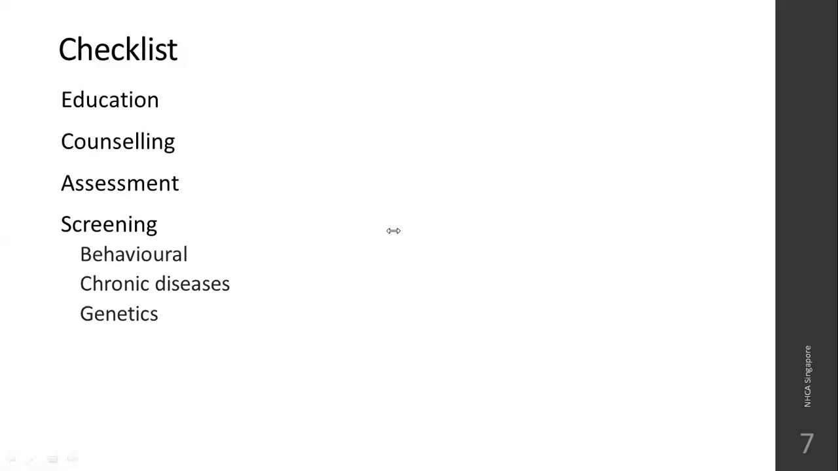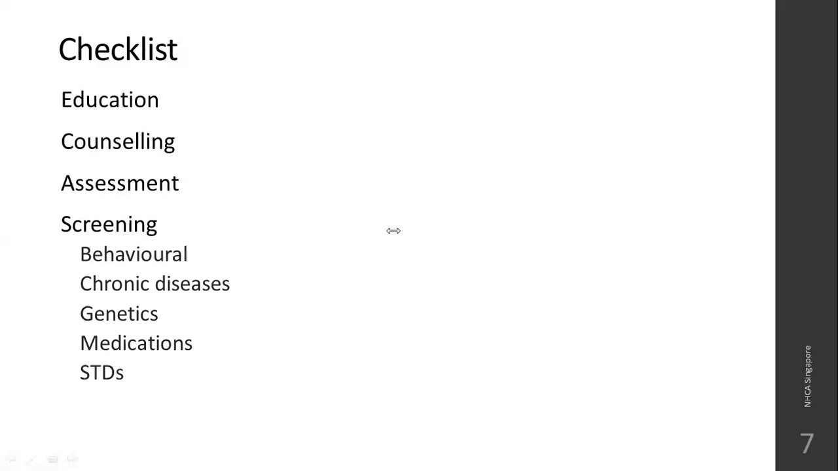Genetics, do they have any cases of cystic fibrosis in their family? Maternal phenylketonuria, PKU, and sickle cell anemia. Are these diseases running in their family? Are they taking any medications? What kind of medications? Like thyroxine, thyroid medication and all.